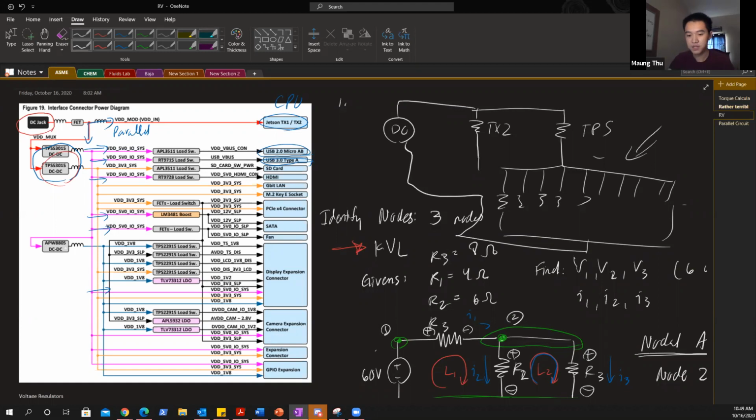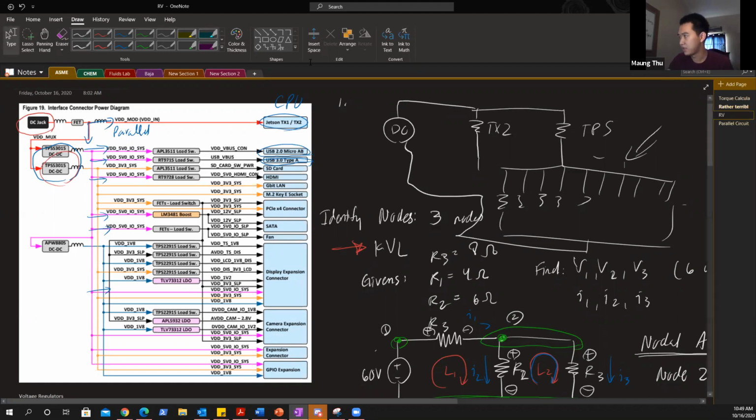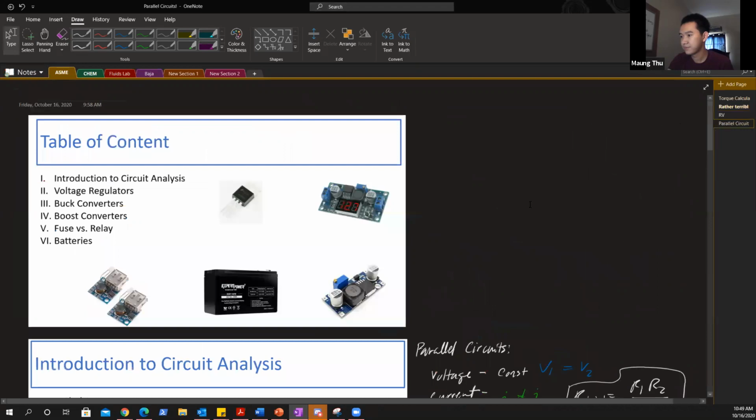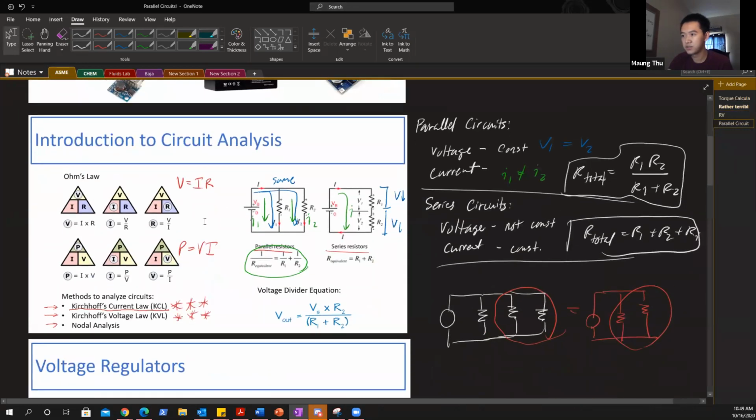All right. Now I'm going to go over other parts of the slides. We just went over the introduction of circuit analysis. Now I want to go over voltage regulators and other stuff. Any questions before I go further?